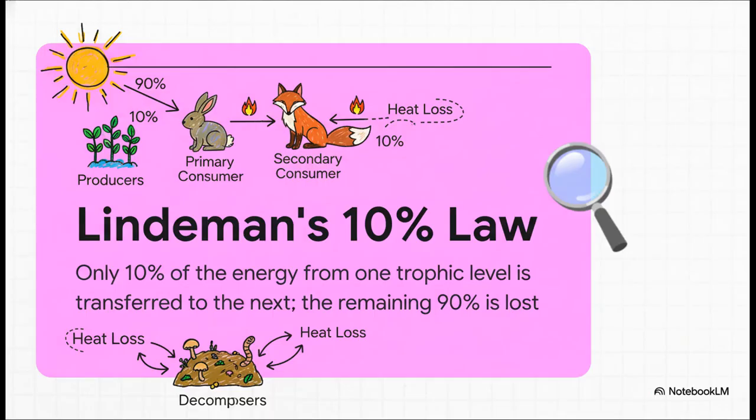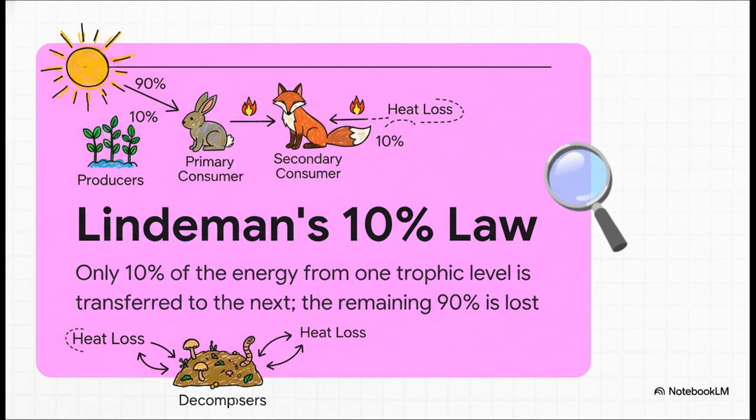So here's a really important question. Why don't food chains just go on forever? I mean, why aren't there 20th level consumers? The answer is a crucial rule of nature called Lindemann's 10% law. It turns out that at each step up the chain, a staggering 90% of the energy is lost, mostly just as heat from living.